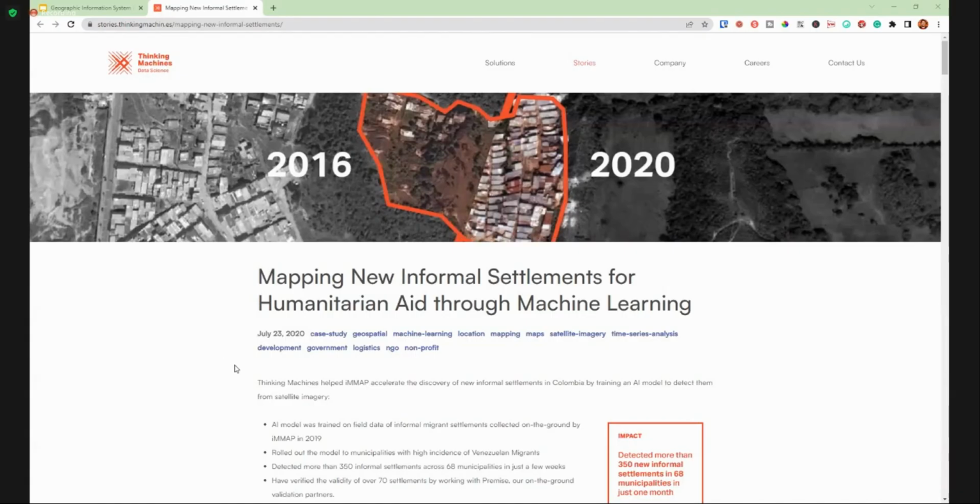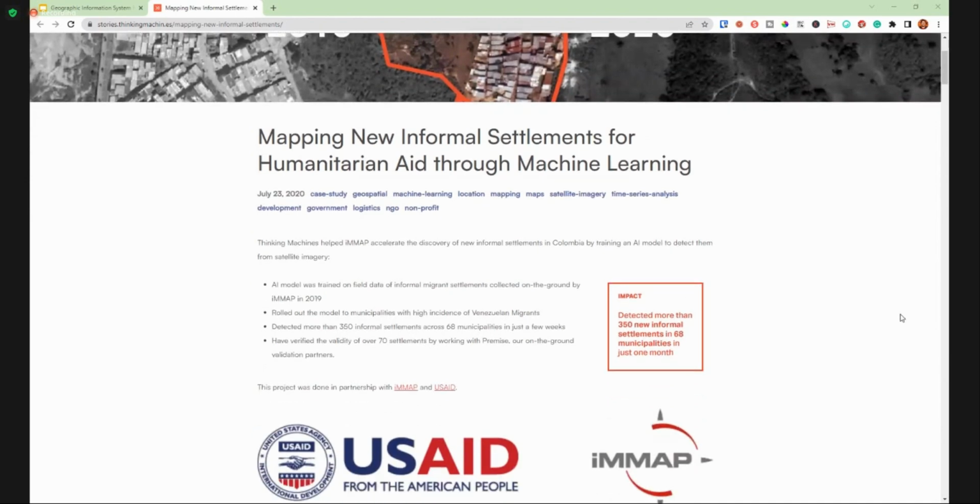So in 2020, we helped a Colombian NGO called iMMAP to map informal settlements for humanitarian aid through artificial intelligence and machine learning. If you're familiar with the Colombian-Venezuelan crisis, that's the rationale behind this. Since nagkaroon ng economic crash ang Venezuela, nagmamigrate sila to Colombia. When they're migrating, it means that a lot of informal settlements are sprouting every single day.